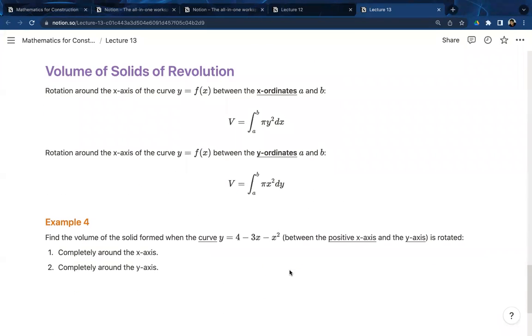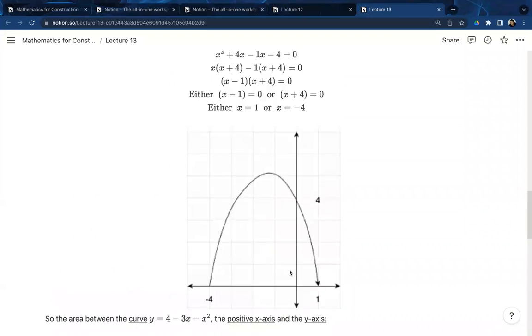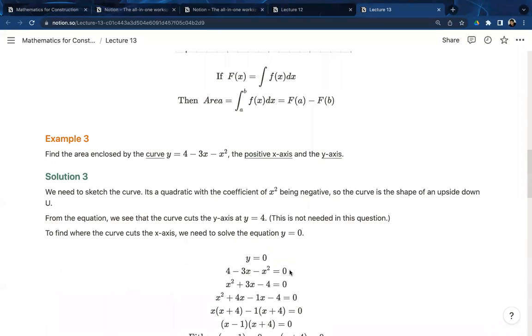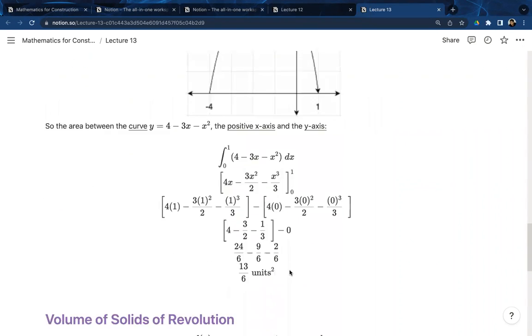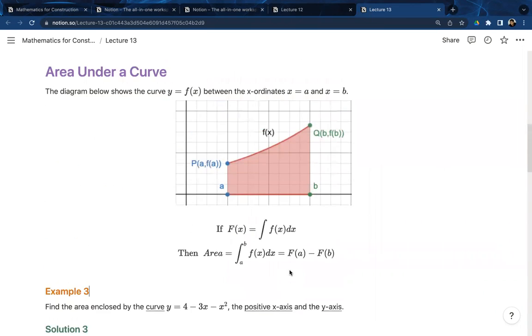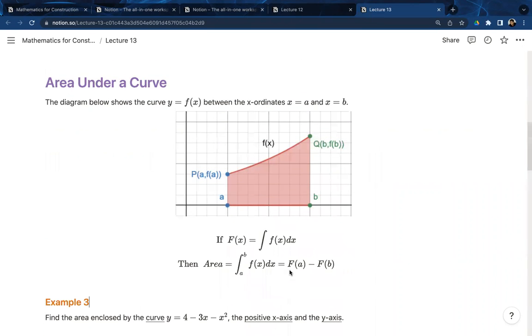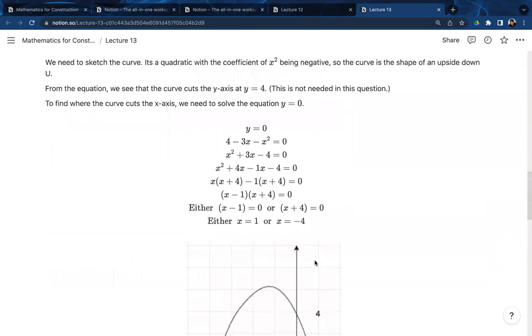Okay. For volumes of revolution, you could rotate around the x-axis or the y-axis. Now, you can find an area under the curve between the curve and the y-axis instead of the x-axis, but we don't typically do that, but it's just integrate with respect to y. But the function would have to be different, right?